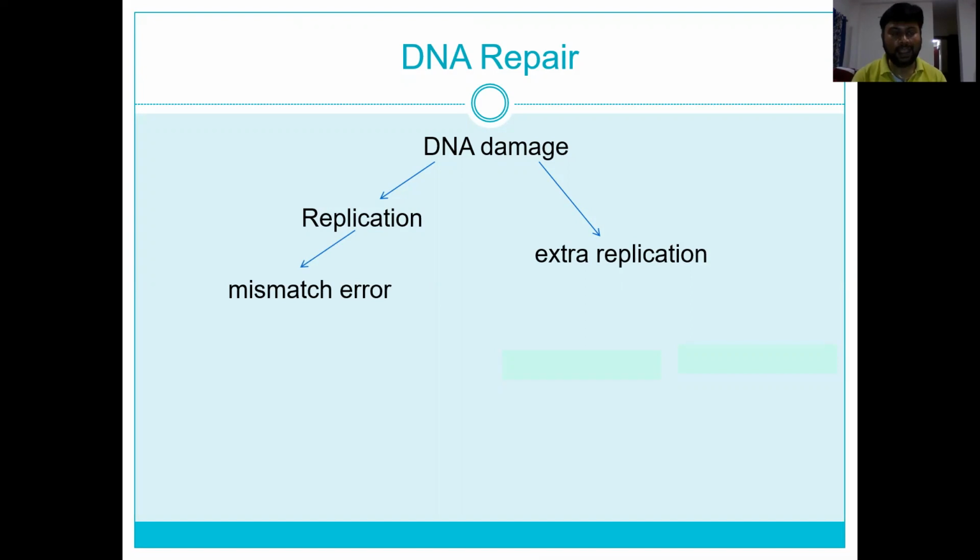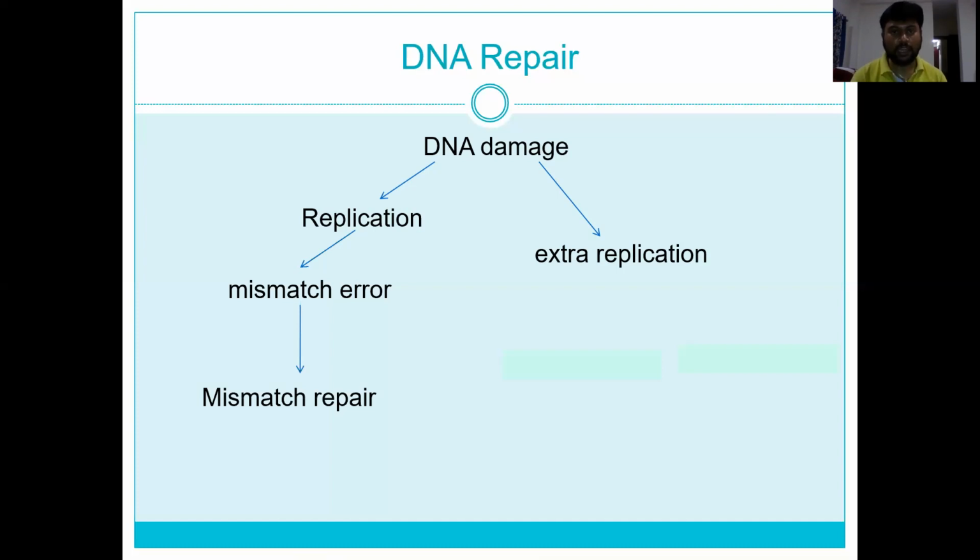Normally in the DNA, adenine will be paired with thymine and guanine with cytosine. So A to T and G to C. This is called the base pair rule, but here it will be mismatched. To repair such types of errors, we have a specific repair mechanism called the mismatch repair mechanism.